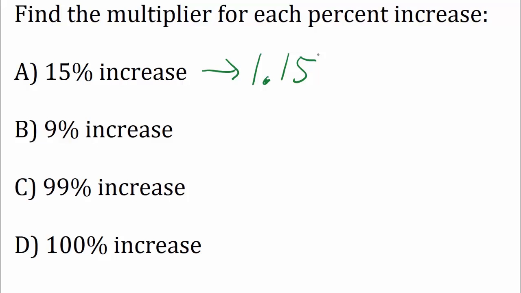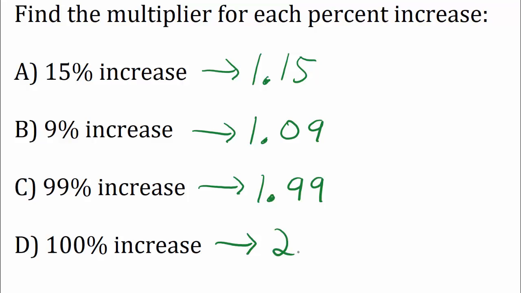Here we want to include the 15% increase plus what we started with. That's where that 1 comes in front of the 0.15. That helps us include what we started with. Once again, the 1 out in front helps us include what we started with plus the 9% increase. With the 99% increase, we're almost doubling what we started with. So notice we have a number that's almost 2, 1.99.